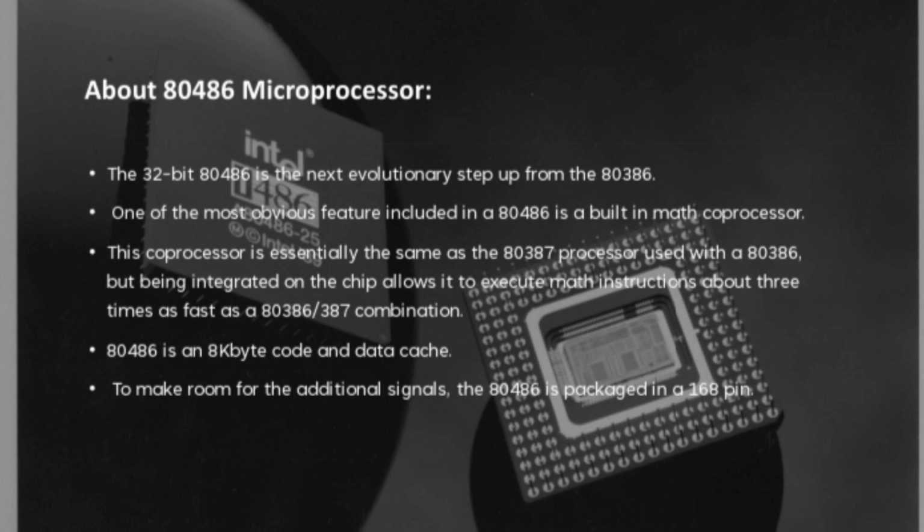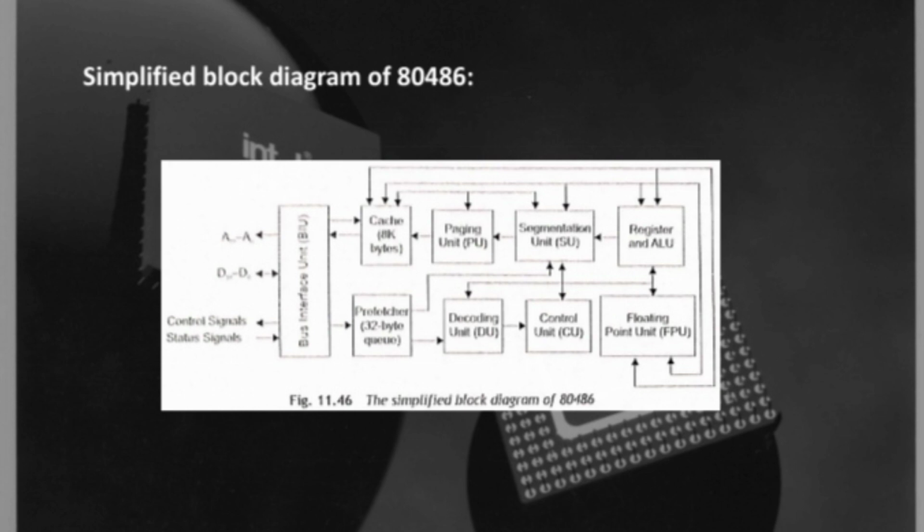Let's move on to the next slide. Here we can see the simplified block diagram of 80486. This diagram has the bus interface unit, cache that has 8K bytes, paging unit, segmentation unit, register and arithmetic logic unit, prefetcher that has a 32-byte queue, decoding unit, control unit, and floating point unit.